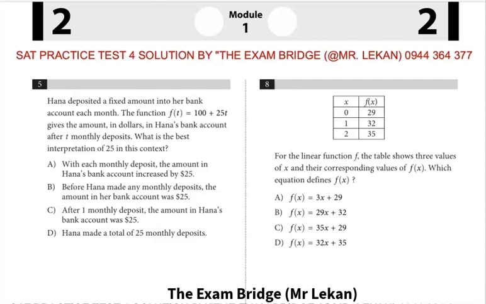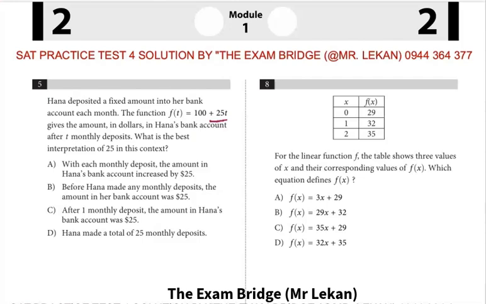Anna deposited a fixed amount into a bank account each month. The function f of t equals 100 plus 25t gives the amount in dollars in Anna's bank account after t monthly deposits. What is the best interpretation of 25 in this context? They are asking us the interpretation of this 25.